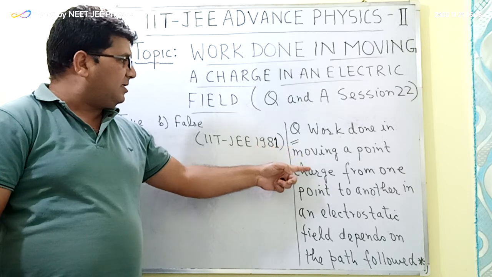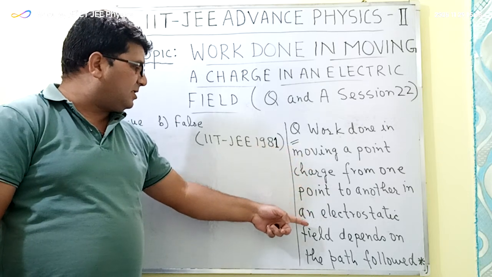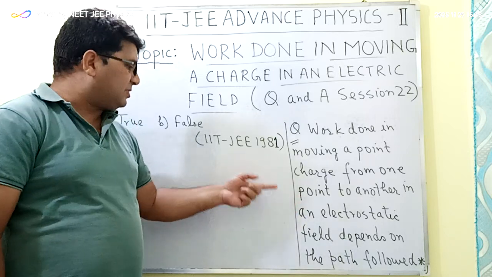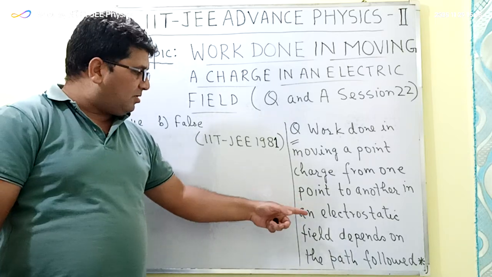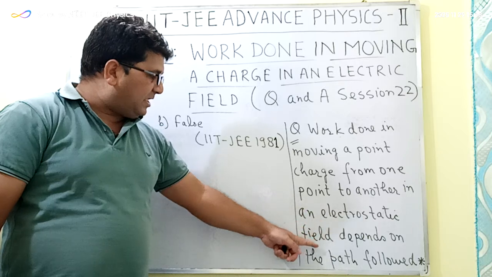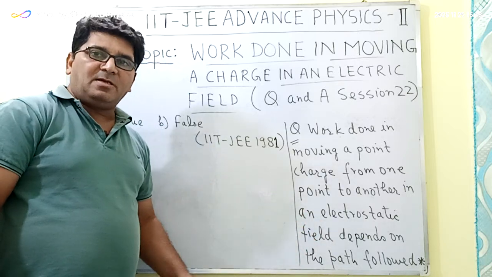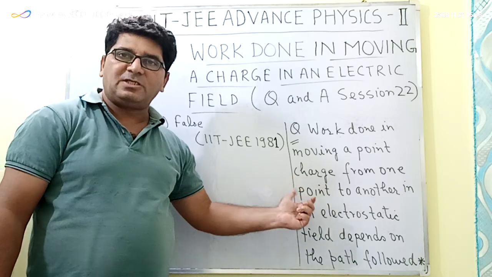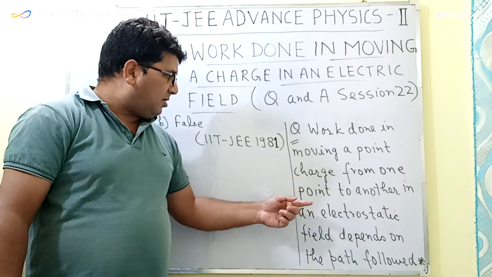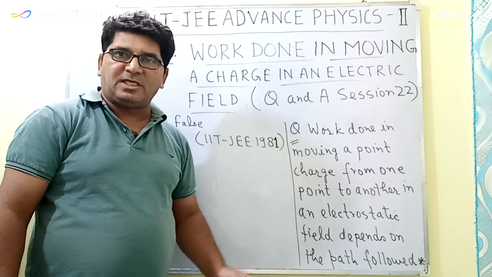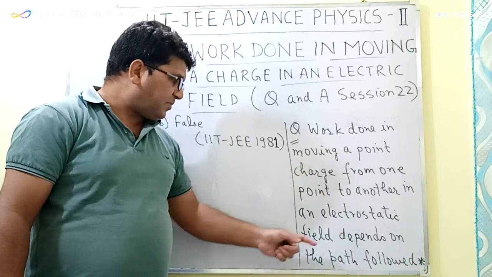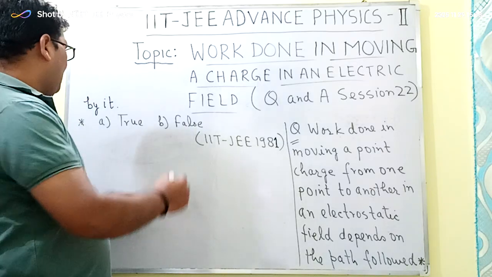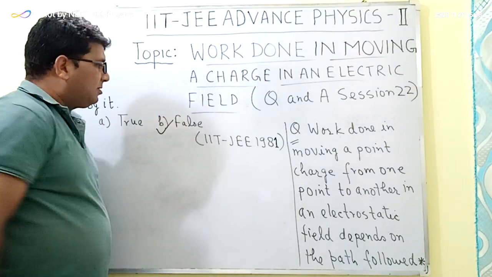Now, the work done in moving a charge from one point to another in an electrostatic field depends on the initial and the final position of the object, because the electrostatic field is a conservative field, and in a conservative field the work done is totally dependent on the initial and the final position of the object or the charge in this case, and it does not depend on the path followed by it. So the answer here will be false.